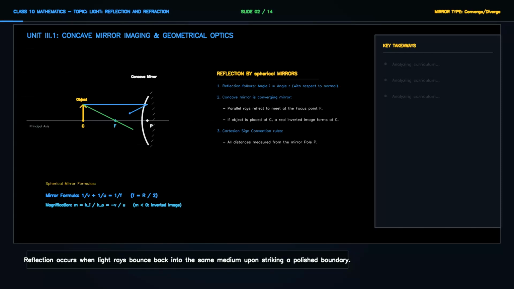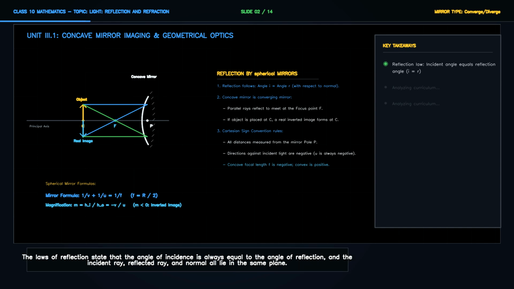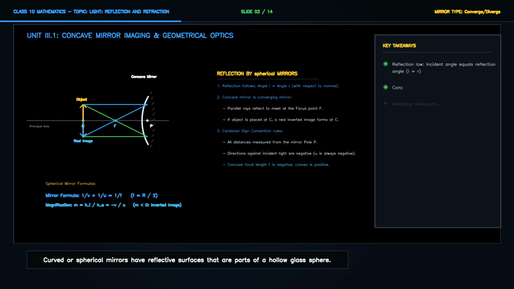Reflection occurs when light rays bounce back into the same medium upon striking a polished boundary. The laws of reflection state that the angle of incidence is always equal to the angle of reflection, and the incident ray, reflected ray, and normal all lie in the same plane.